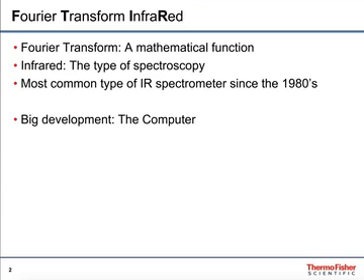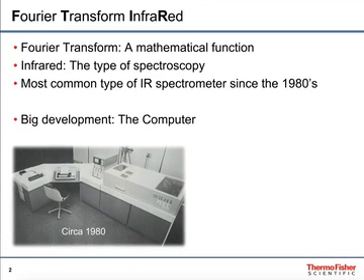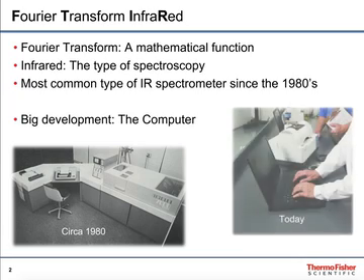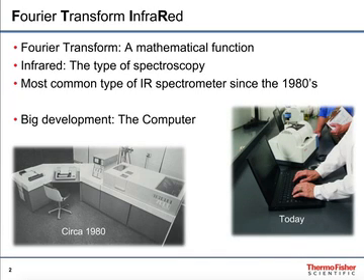Shown here first is a unit from the 1980s. This is a Nicolet 7199, and you see at that time it filled most of a room. A more modern unit, here shown the Thermo Scientific Nicolet IS5 FTIR, is a very small unit, can be easily lifted, and is run off of a simple little laptop computer. So the total amount of space has gone way down, the size of the instrument's gone way down, and yet there has been an increase in the capabilities of the instruments as these changes have happened.